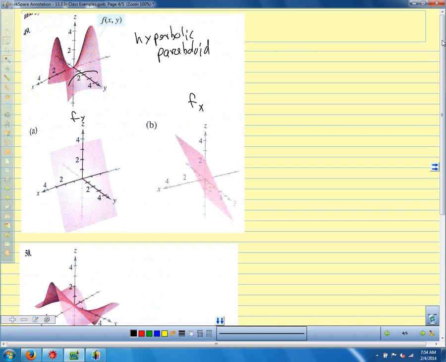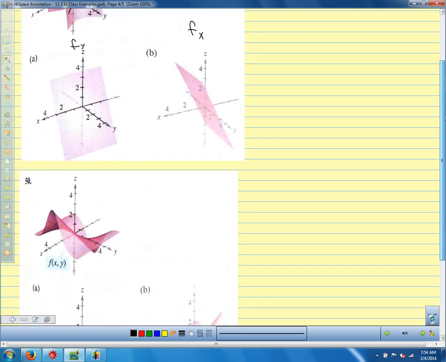Now this next one is a little trickier. So here's our surface, and we want to know which one of these, A or B, is the partial with respect to x, and which one is the partial with respect to y. Which one of the partial derivative graphs looks like it's going to be easiest to analyze? A. That looks like an easier graph. So take a look at graph A and, using the ideas that I talked about, see if you can figure out whether that's f sub x or f sub y.